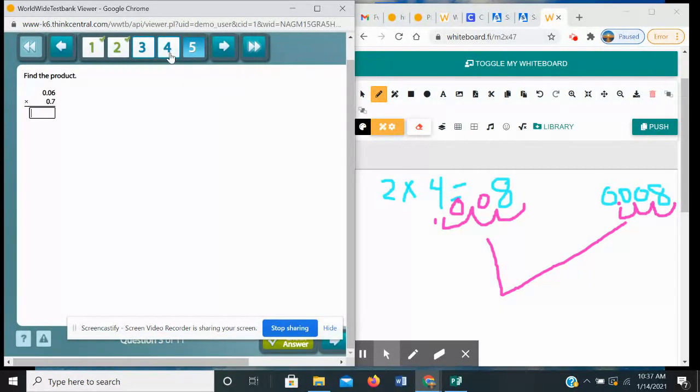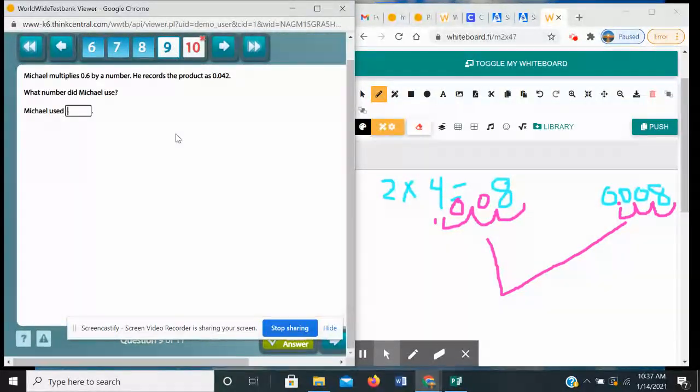You'll be doing that for 3, 4, 5. It's just use your basic facts. 6, 7, 8. Do that for 9. This one you would have to find the other factor, but again, use basic facts.